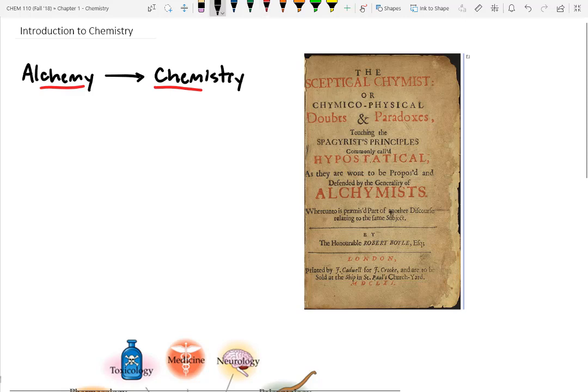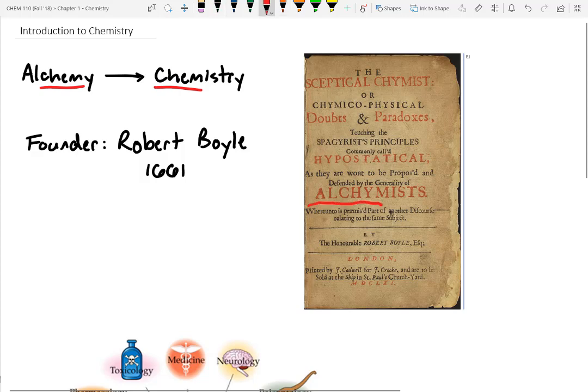The founder of modern chemistry is this guy named Robert Boyle. And he had a book that came out in 1661. And I actually found a cover of the book on Wikipedia. And the thing I thought was kind of funny is if you look at the title here, they call it Alchemists. So it was still in this transition period where they weren't quite sure how to define chemistry. But Robert Boyle was the first person to kind of narrow it down into its own field and get away from the mystic side of chemistry.